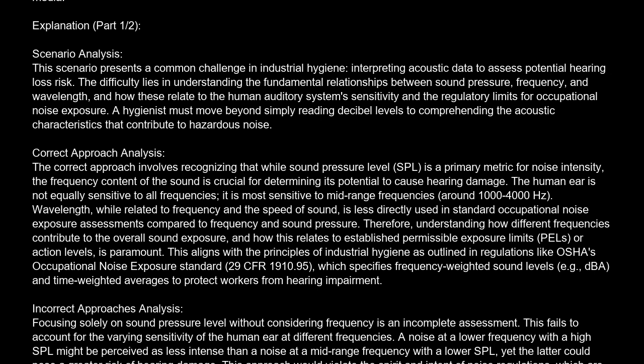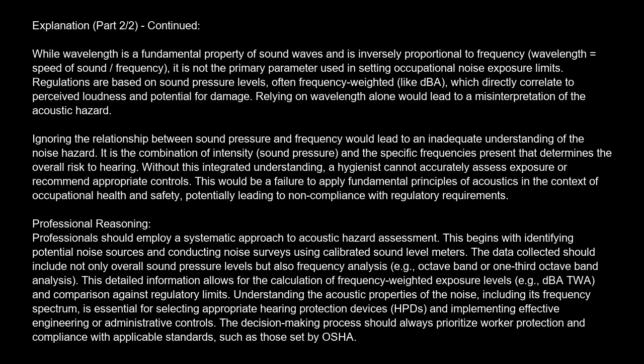Considering only wavelength is also an incorrect approach for direct risk assessment in industrial hygiene. Wavelength is a fundamental property of sound waves and is inversely proportional to frequency. Wavelength equals speed of sound divided by frequency. It is not the primary parameter used in setting occupational noise exposure limits. Regulations are based on sound pressure levels, often frequency-weighted, like dBA, which directly correlate to perceived loudness and potential for damage.